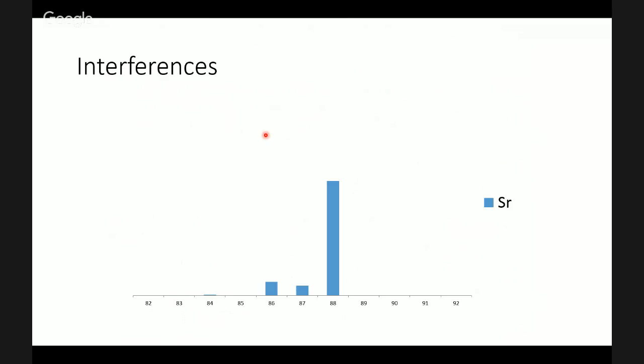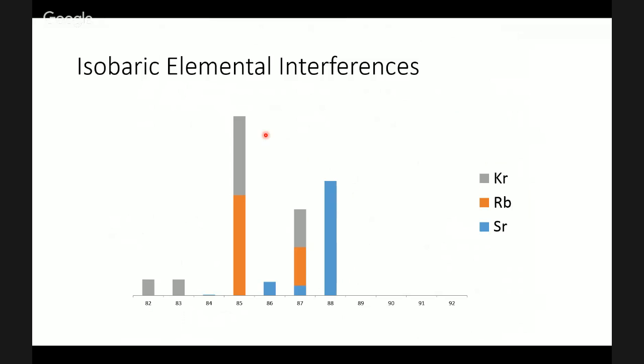Okay, but there are not just fractionation problems, there are also other problems when we do mass spectrometry. Because the mass spectrometer only separates out elements according to their mass to charge ratio. Okay, so strontium would look like this, but there might be other elements in our mass spectrometer or in our sample that cause isobaric, meaning essentially the same mass, elemental interferences.